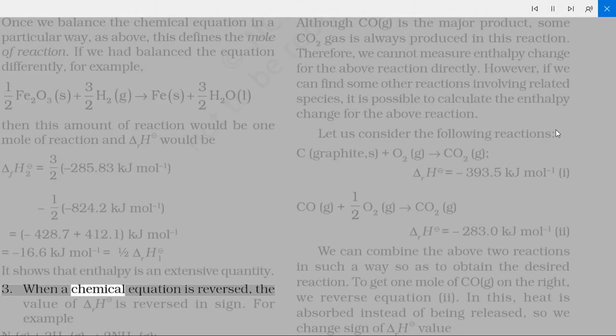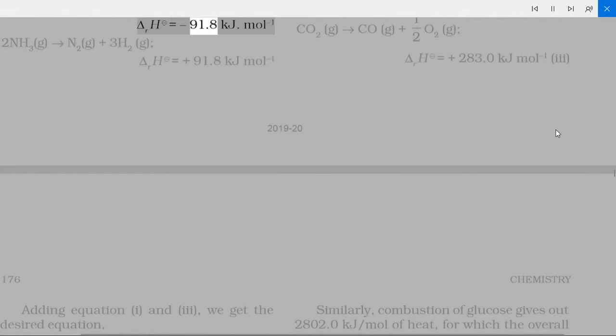3. When a chemical equation is reversed, the value of ΔrH° is reversed in sign. For example, N2(g) + 3H2(g) → 2NH3(g), ΔrH° = −91.8 kJ mol⁻¹; 2NH3(g) → N2(g) + 3H2(g), ΔrH° = +91.8 kJ mol⁻¹.